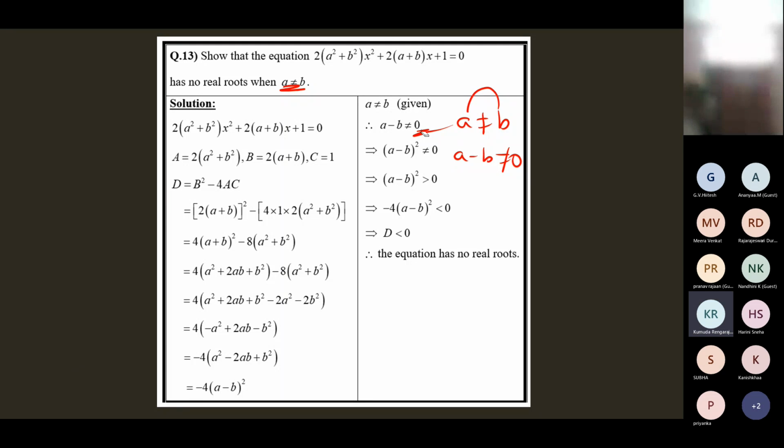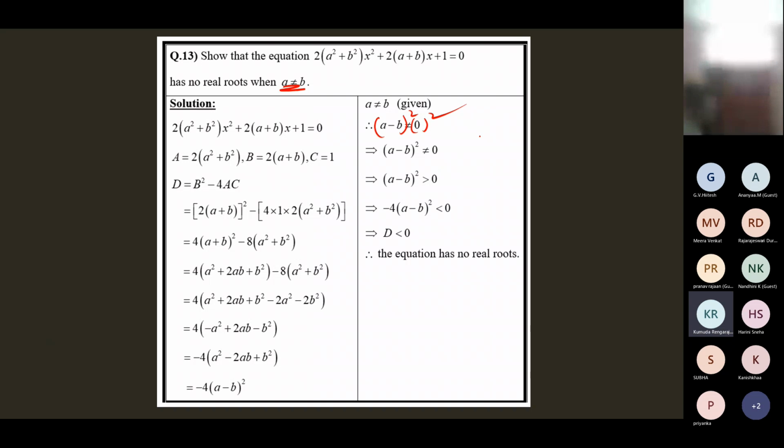So if a minus b is not equal to 0, a minus b, the whole square also will not be 0. If a minus b is not equal to 0, a minus b, the whole square will also be not equal to 0. All right, now a minus b, the whole square is not equal to 0.